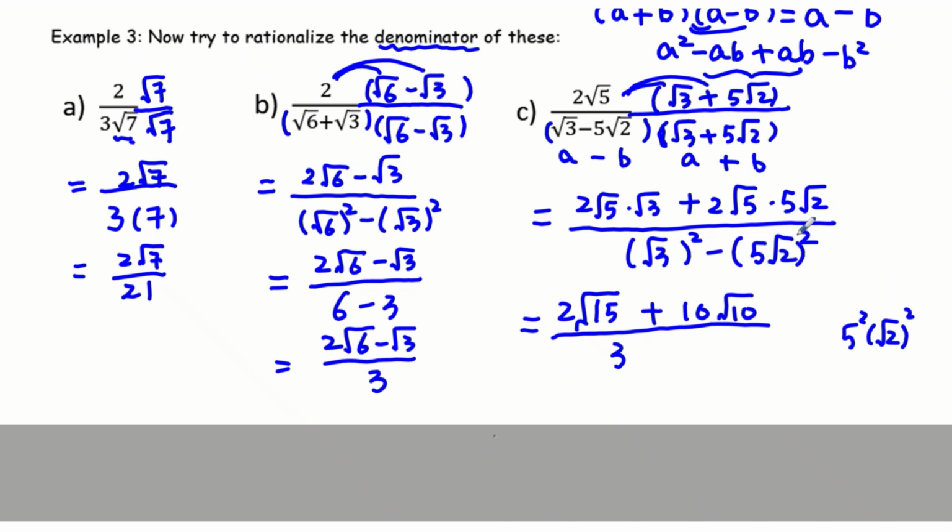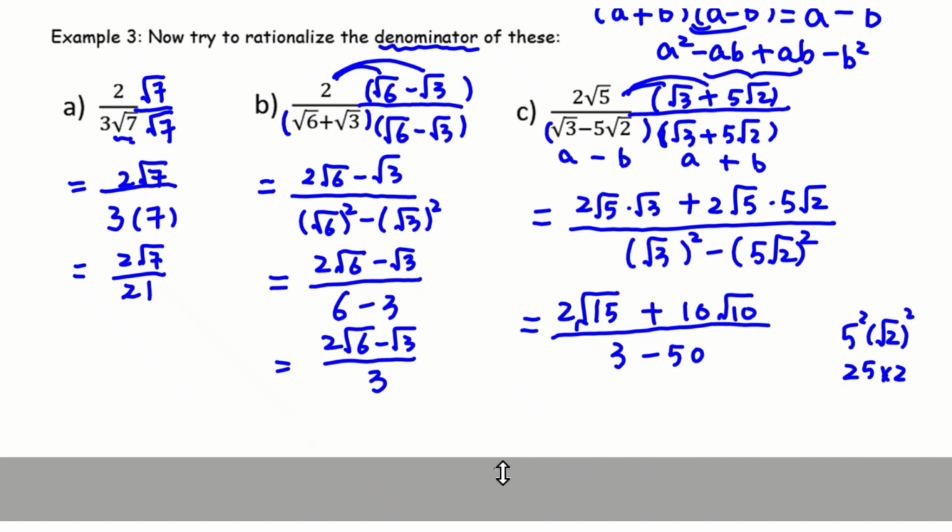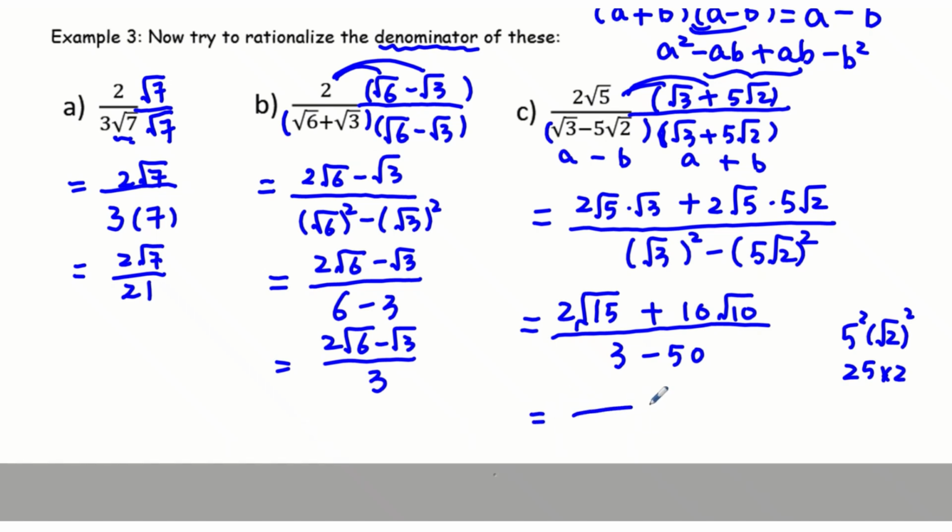a multiplication of powers, so you apply the 2 to each factor. 5 squared, then square root 2 squared. So you have 25. This one, square root 2 times square root 2, you just cancel the square, is 2. So minus 50. Then simplify. You will have 2 square root 15 plus 10 square root 10 over negative 47. You can just leave the answer here.